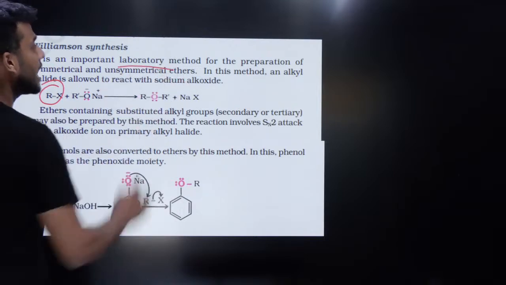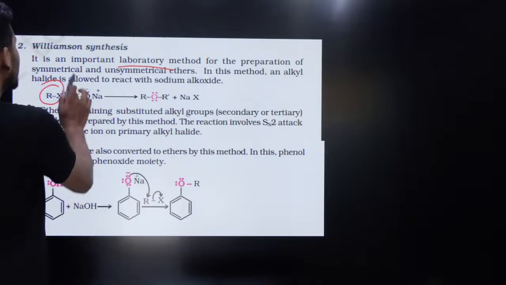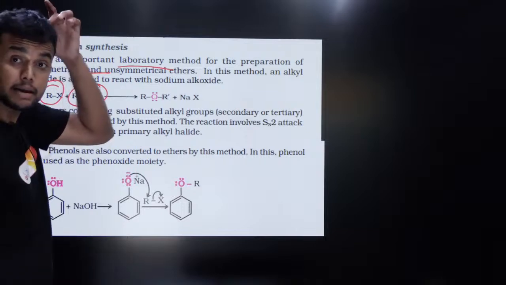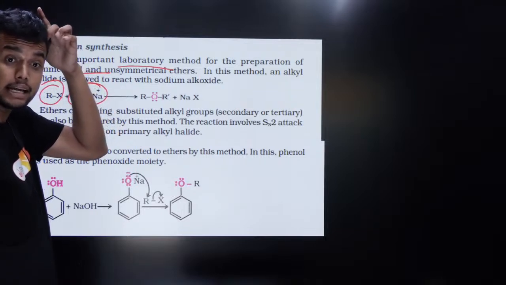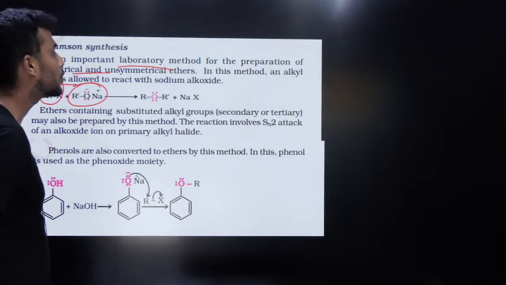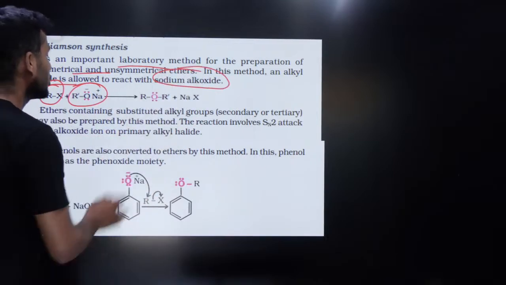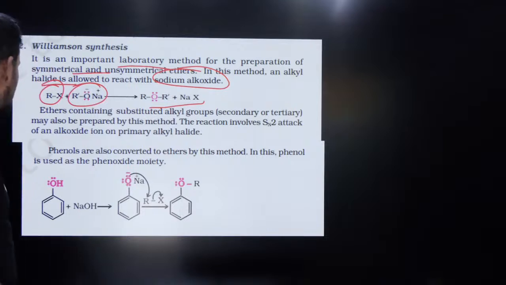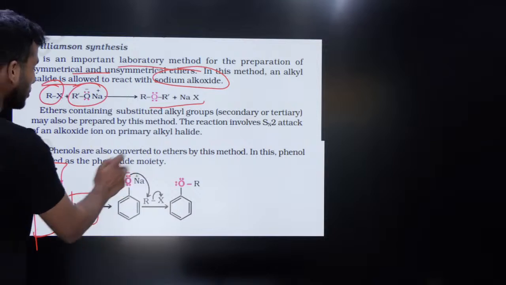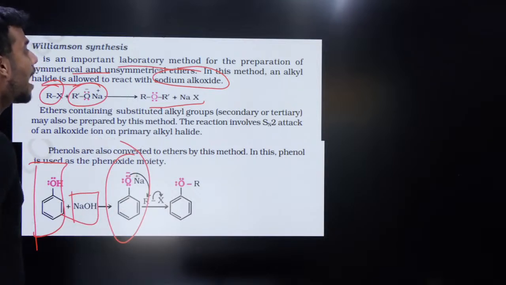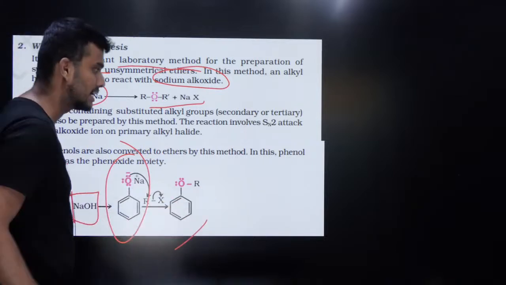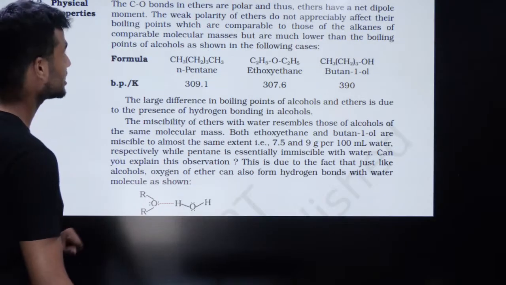It is an important laboratory method for the preparation of symmetrical and unsymmetrical ethers, students. If you take a symmetrical compound, then you get a symmetrical ether. Same compound, symmetrical method. Very simple. An alkyl halide is allowed to react with sodium alkoxide, and then you get the product. Very simple. Whenever the phenol compound is fused with NaOH, you obtain the alkoxide compound. Then react this with an alkyl halide, and you obtain an ether, symmetrical or unsymmetrical. This is also an SN2 attack.